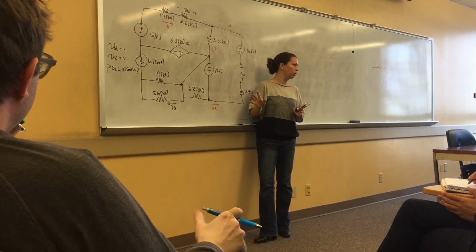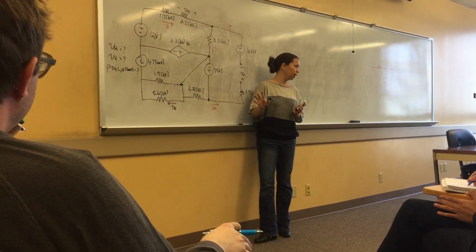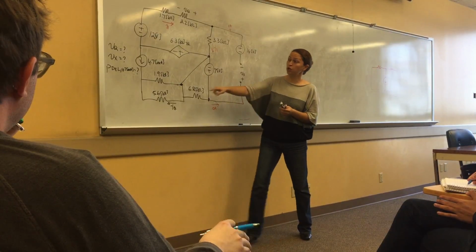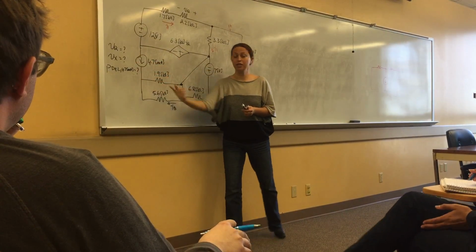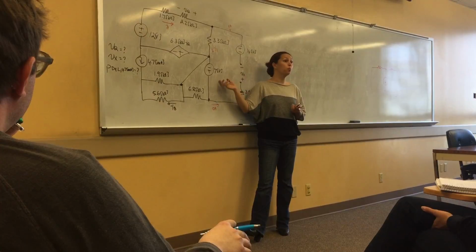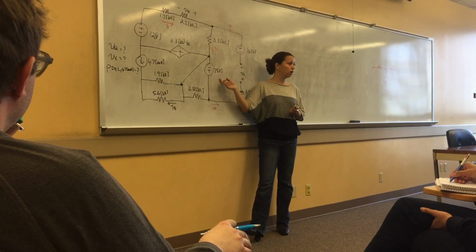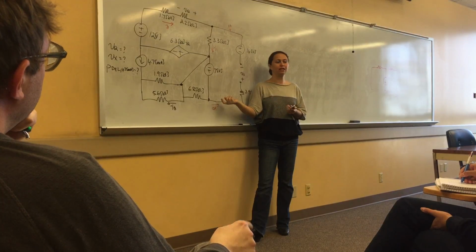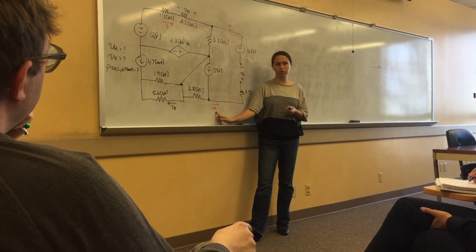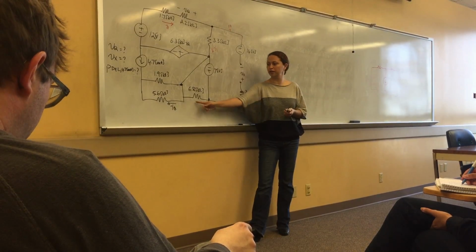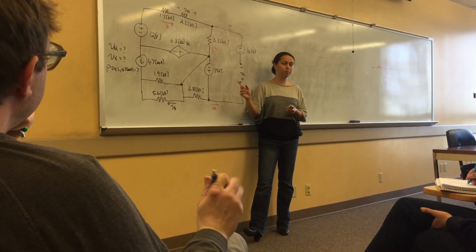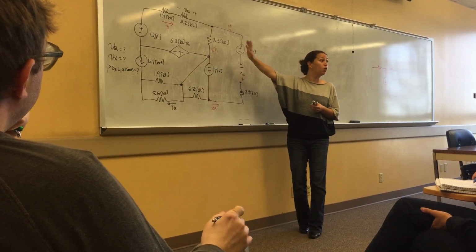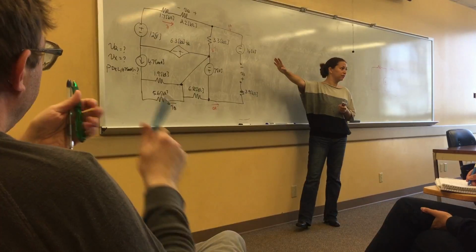not sure if I'm gonna need that or not yet, okay? If one of the questions was asking, what is the power absorbed by the 7-volt voltage source, I would need that current, right? But right now, I might not use it at all, okay? But just put your 0 amp over here to remind you that this current and that current are the same. Now, because I want to label only the things that I'm gonna need, okay?